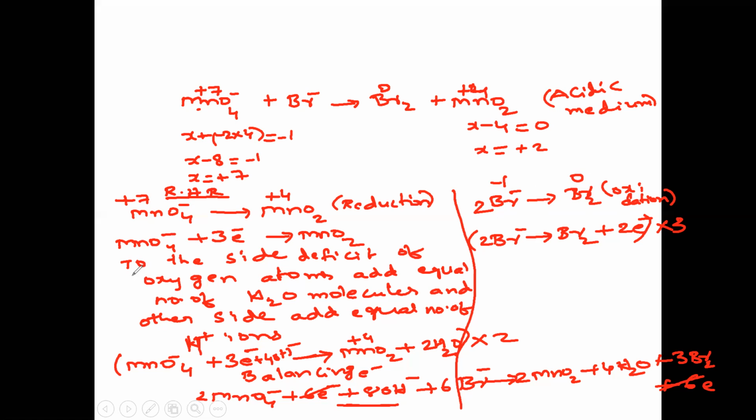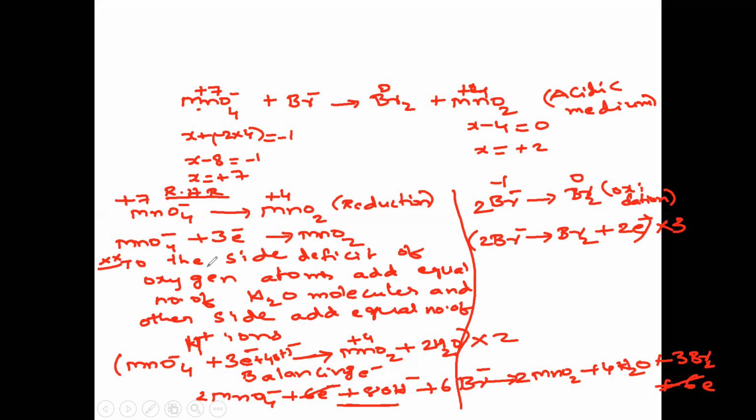After that, a very important step is this. To the side with deficit of oxygen atoms, add an equal number of water molecules, and on the other side add an equal number of H plus ions, since it is acidic medium. Suppose it is basic medium: to the side with deficit of oxygen atoms, add an equal number of water molecules, and on the other side add an equal number of OH minus ions. Similarly for basic medium.